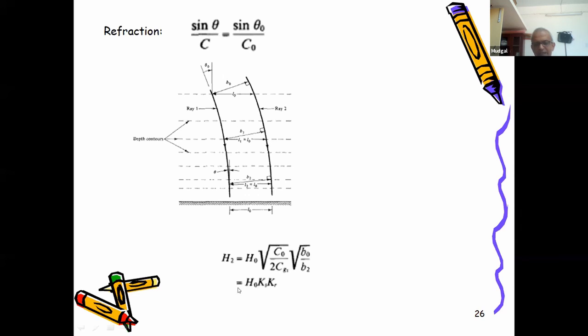So you have H2 equal to H naught into Ks into Kr. What is Ks? Ks is the factor for shoaling, and Kr is the factor for refraction. So with this, you would be able to predict the height of the wave if you know the bathymetry. Of course, computer programs are available to do these. I'll not go into those details. I'm just looking at the theoretical aspect here.